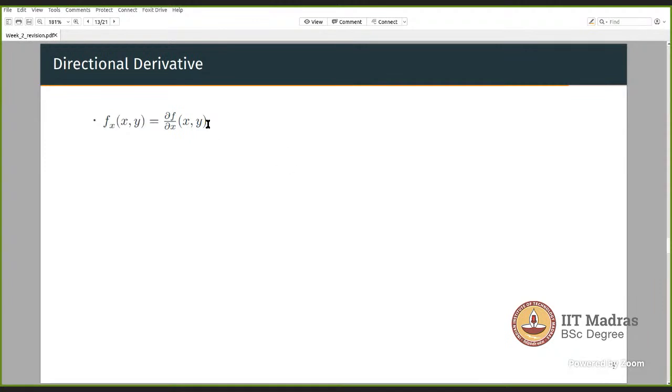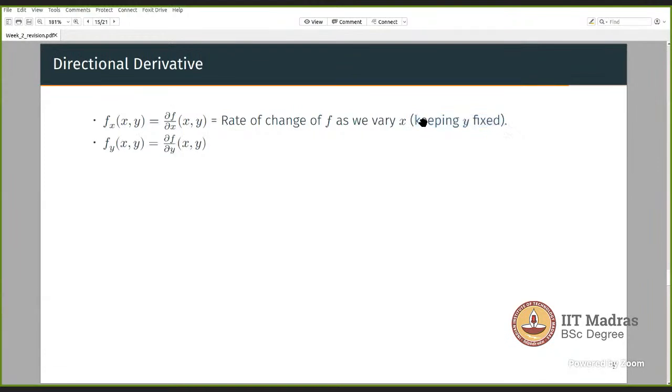Now, what exactly is dou f by dou x? You can write it like this also, if you know. This is another representation of dou f by dou x. What does this represent? This represents the rate of change of function with respect to x, while we keep y constant. That's what it represents. Rate of change of f as we vary x while keeping y fixed, which means we are not moving at all in the direction of y.